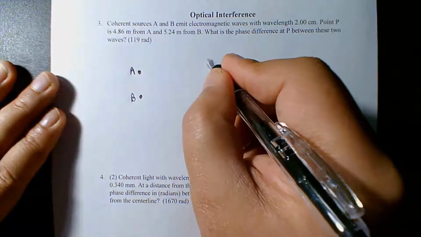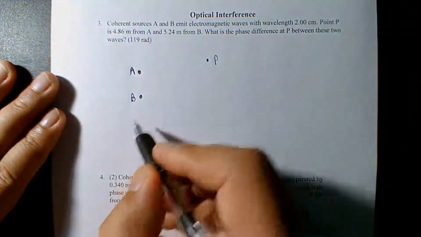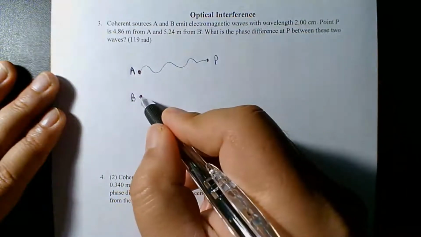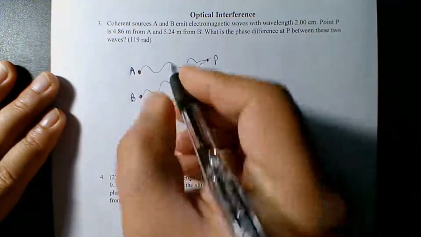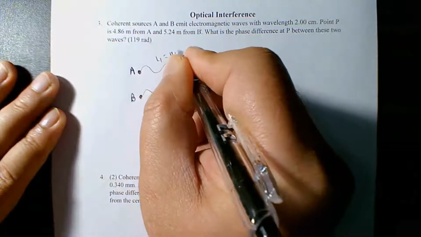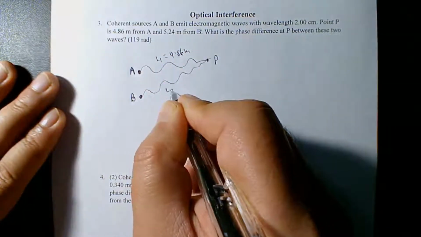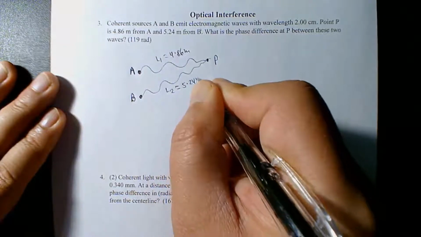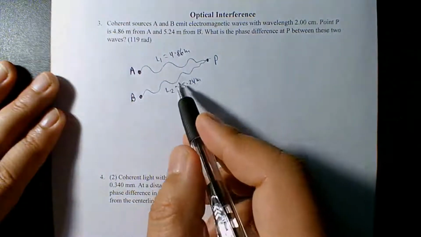So it says point P is right here somewhere, right? And these two light waves, these two electromagnetic waves, reach here, and they have a path difference. Say L1 is 4.86 meter, and L2 is a slightly longer path, 5.24 meter, right? And you can calculate the path difference.